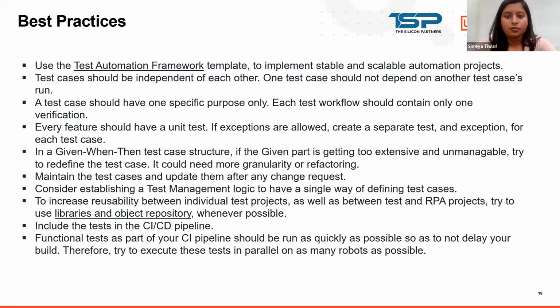So before we jump onto the live demo, let's go through the best practices. The test automation framework is definitely one of the implemented, stable and scalable automation templates recommended by UiPath to be used in case of testing. They also recommend that each test case should be independent. One should not be dependent on the other one. Also, each test case should be able to handle its own exceptions. And each test case flow should contain only one verification. Of course, these can be tailored as per the requirement, but this is what is suggested by UiPath itself.